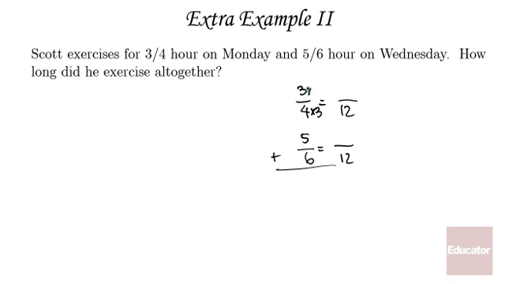4 times 3 is 12 and 3 times 3 is 9. 6 times 2 is 12, so 5 times 2 is 10. So we can go ahead and add here. 9 plus 10 is 19, and over 12.